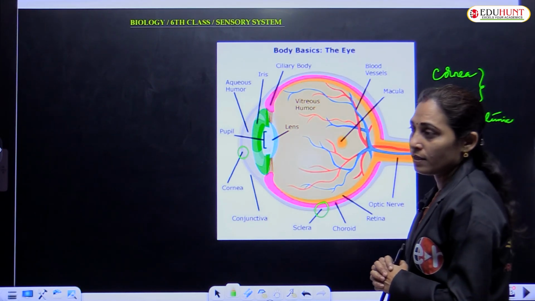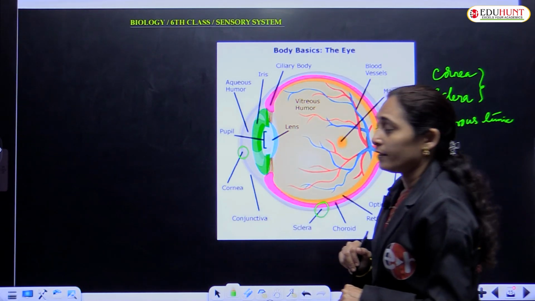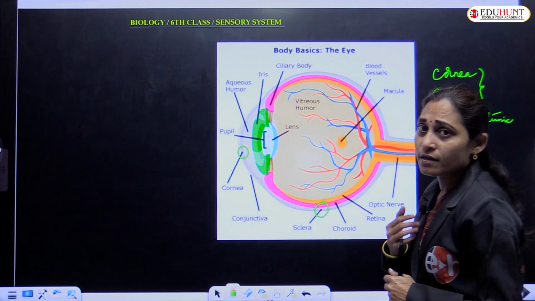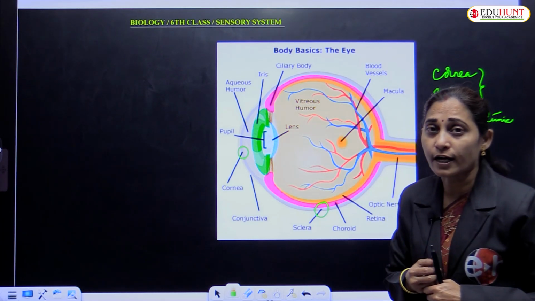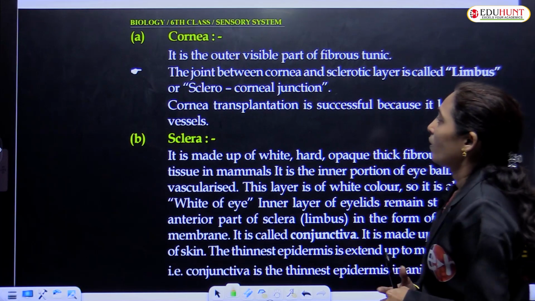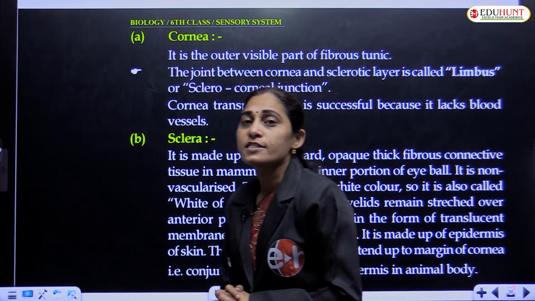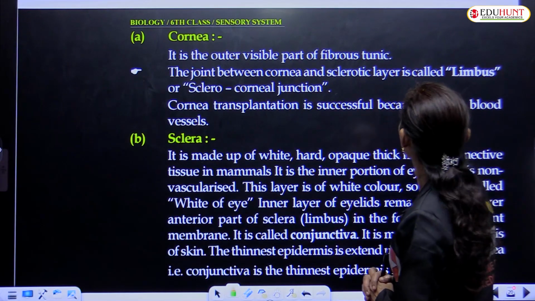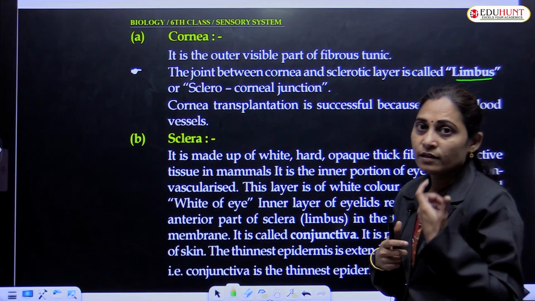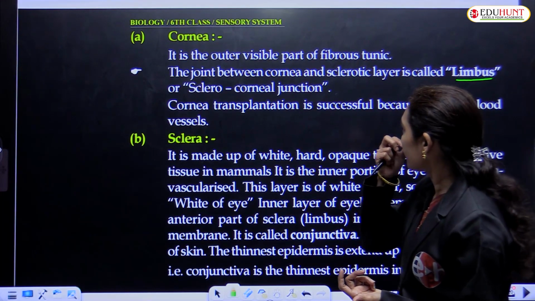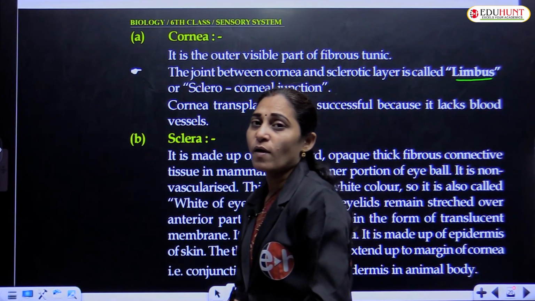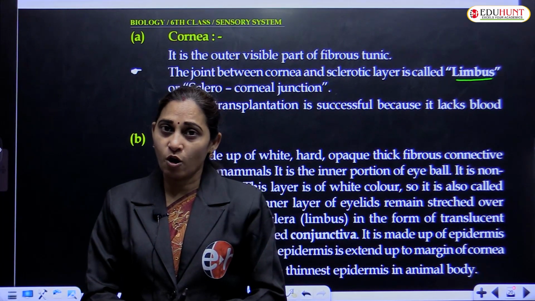Fibrous tunic of eyeball. Cornea, it is white in color and made up of fibrous connective tissue, and also sclera. It is called the sclerotic layer because it is harder and thicker, made up of fibrous connective tissue. The junction between the cornea and the sclera is called limbus, or sclerocorneal junction. Cornea is not provided with vasculature, that is, blood supply is not present.